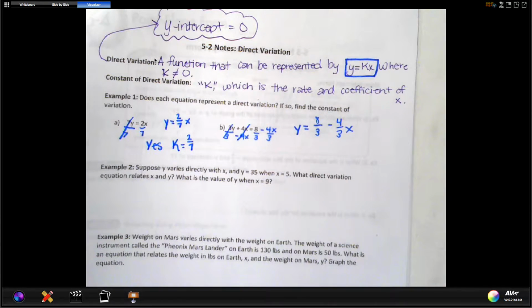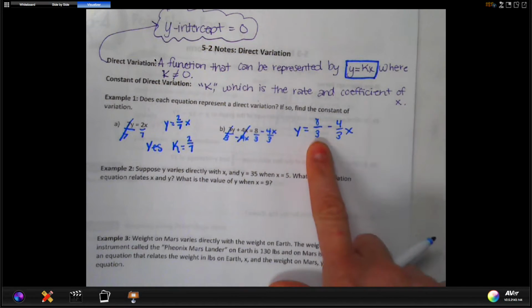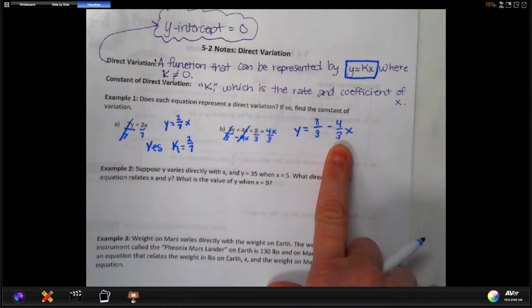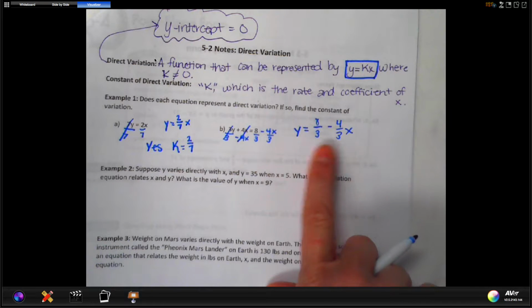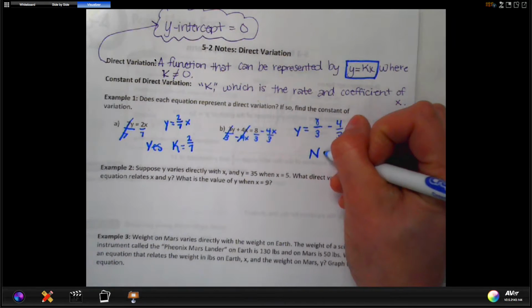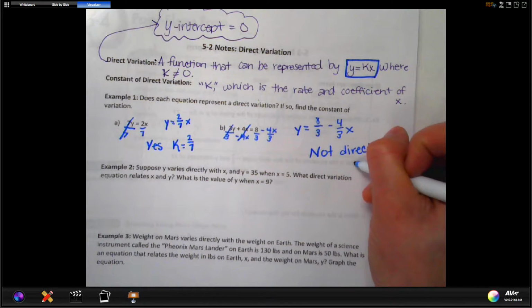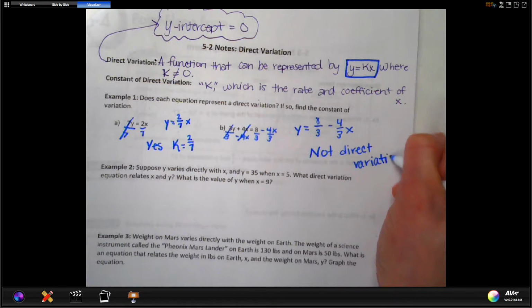Okay, so to check if it's a direct variation, is the y-intercept 0? It is not. What is the y-intercept? 8 over 3. So this is our slope or our constant, right, is negative 4/3. Since there's this extra one there, this one is not a direct variation, okay? So this is a no, not direct variation. It's still linear, it's just not a direct variation.